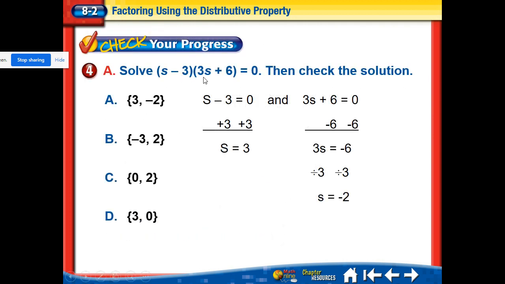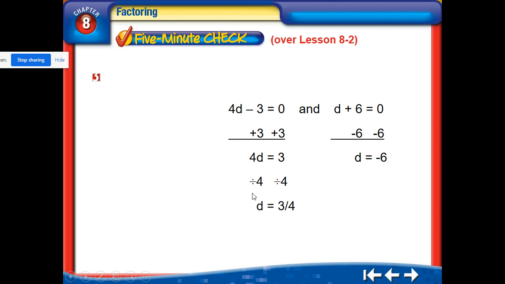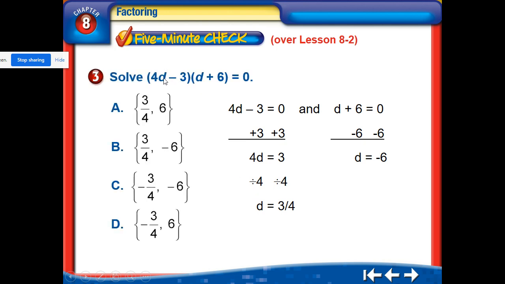How about this one? We have s minus 3 and 3s plus 6. So s minus 3 equals 0, add 3, s equals 3. And 3s plus 6, so subtract 6, divide by 3, and we have negative 2. So 3 and negative 2 are different possible answers. Here again, 4d minus 3 and d plus 6. So plus 3 gives us 4d equals 3, divide by 4, and we have 3/4. Over here we subtract 6 and we just get negative 6. So we have 3/4 and negative 6.